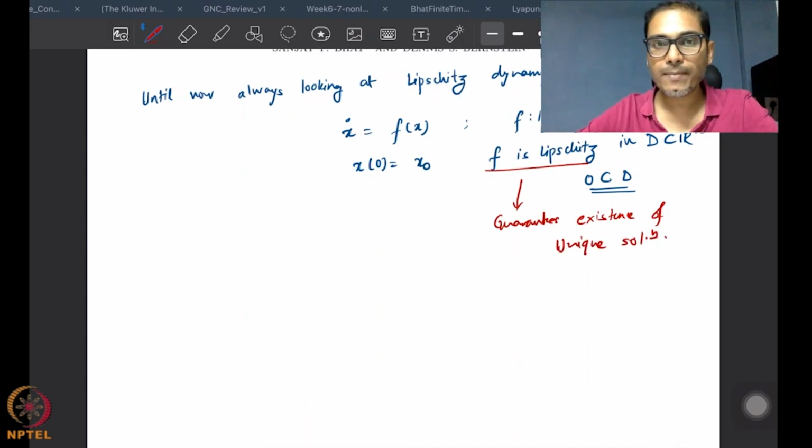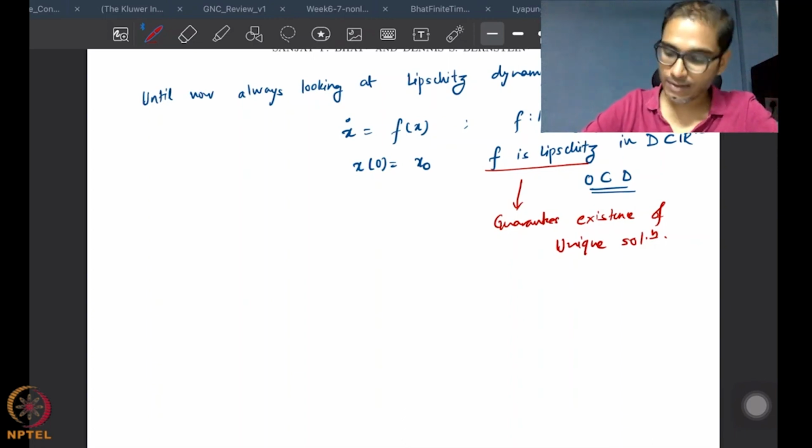So there are two things here: existence of a solution and uniqueness of a solution. It's rather important to understand that it's not just one or the other. It says that the solutions exist as well as that they're unique.